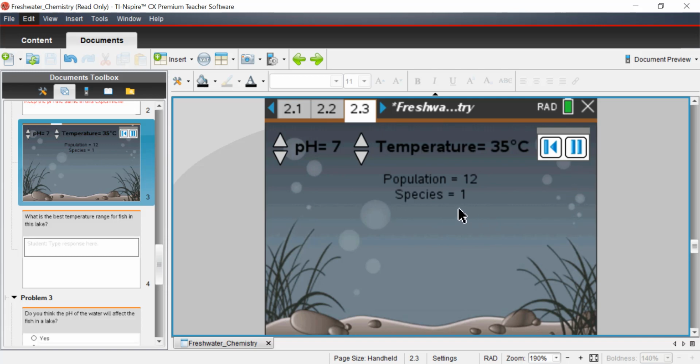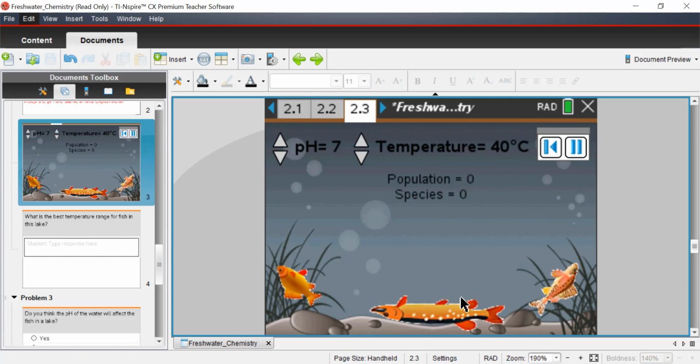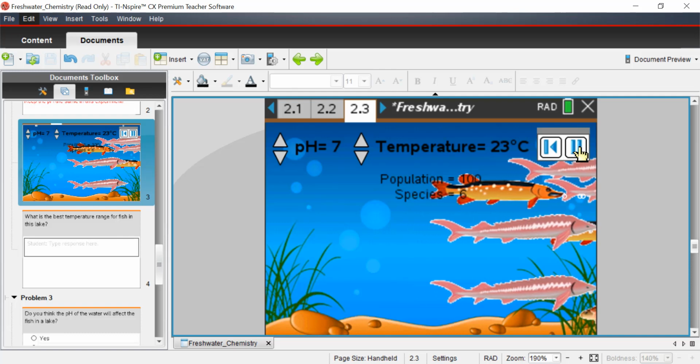That's unfortunate. It says there's 12 fish, 1 species. I assume if we go all the way up to 40, everything's dead. All right, so the fish are dead. By the way, dead fish usually don't do this, but we just put that in there for effect. And in reality, no fish were harmed in this simulation.